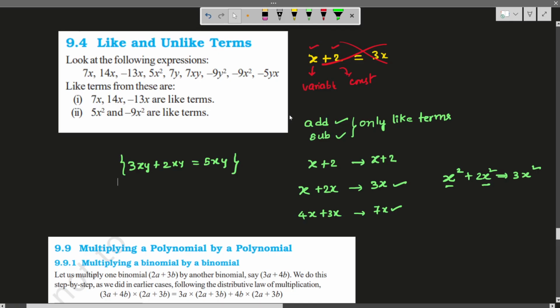I think you got some clarity on how to add like terms, right? We can only add like terms. Unlike terms we cannot add. We should leave it like that only.